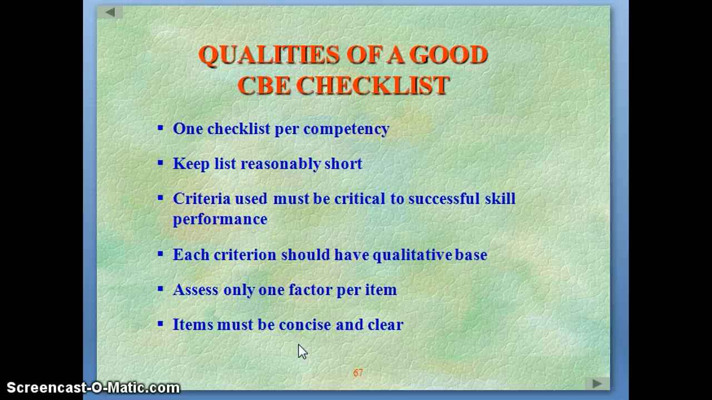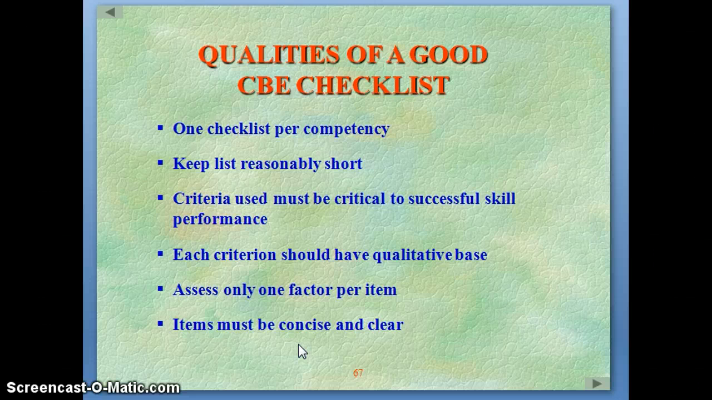So when we construct our checklists or our competency-based education checklists or performance tests, we want to make sure that we're only developing one checklist per competency, and a competency is generally referred to as a particular single task. We want to keep that list reasonably short, somewhere in the order of between 6 and 12 items. The criteria that we come up with should be critical to the performance of the task, and we should only assess one factor for every item.